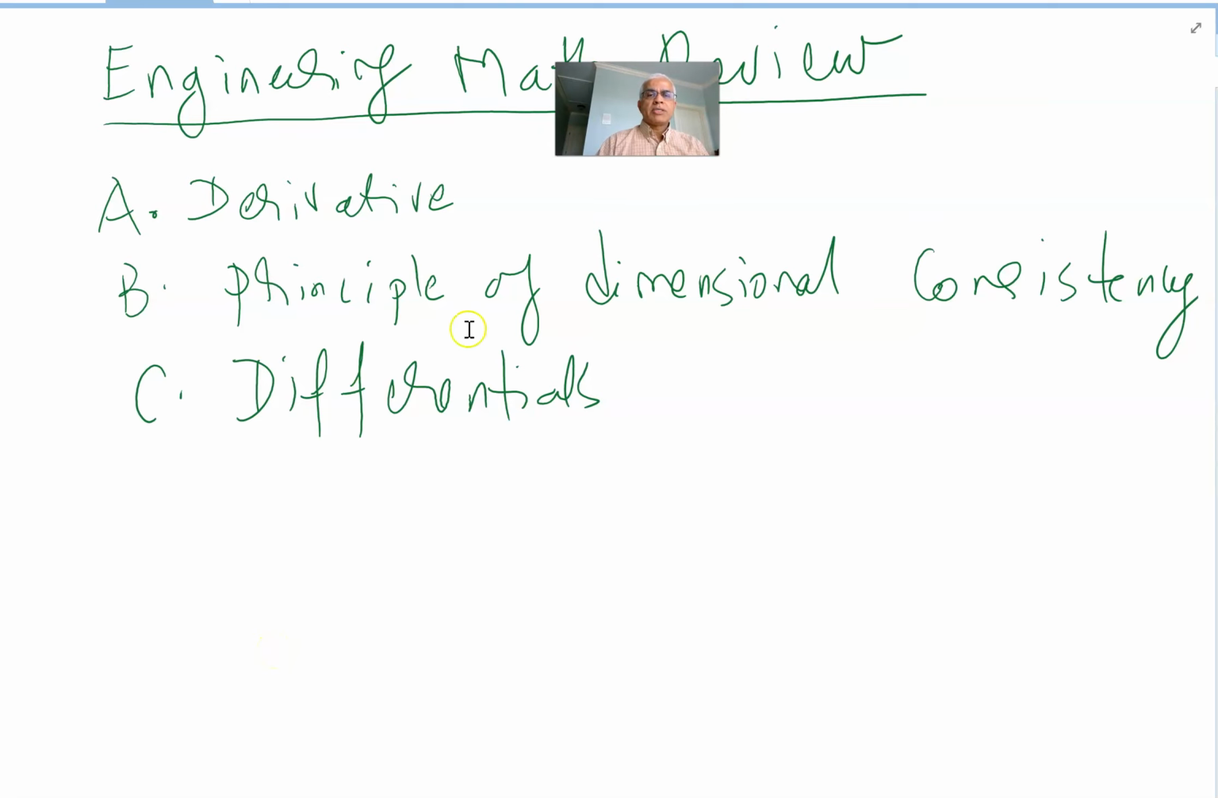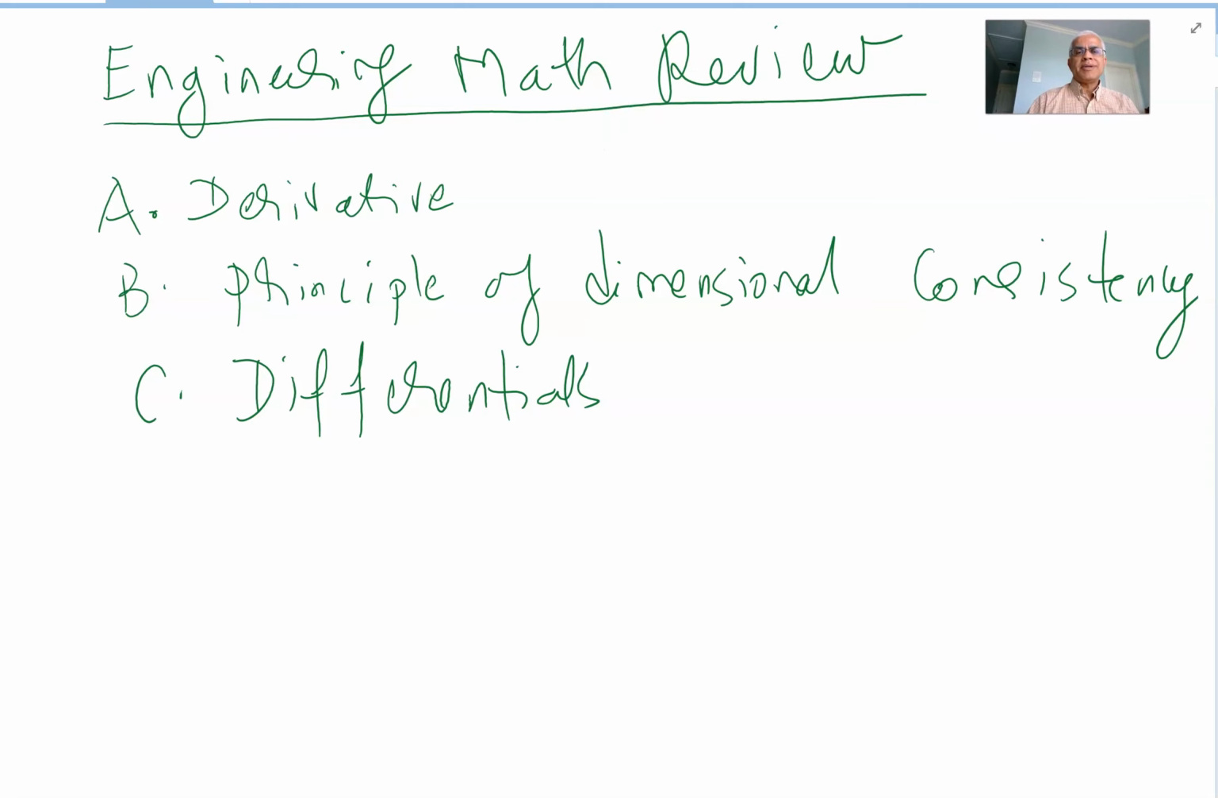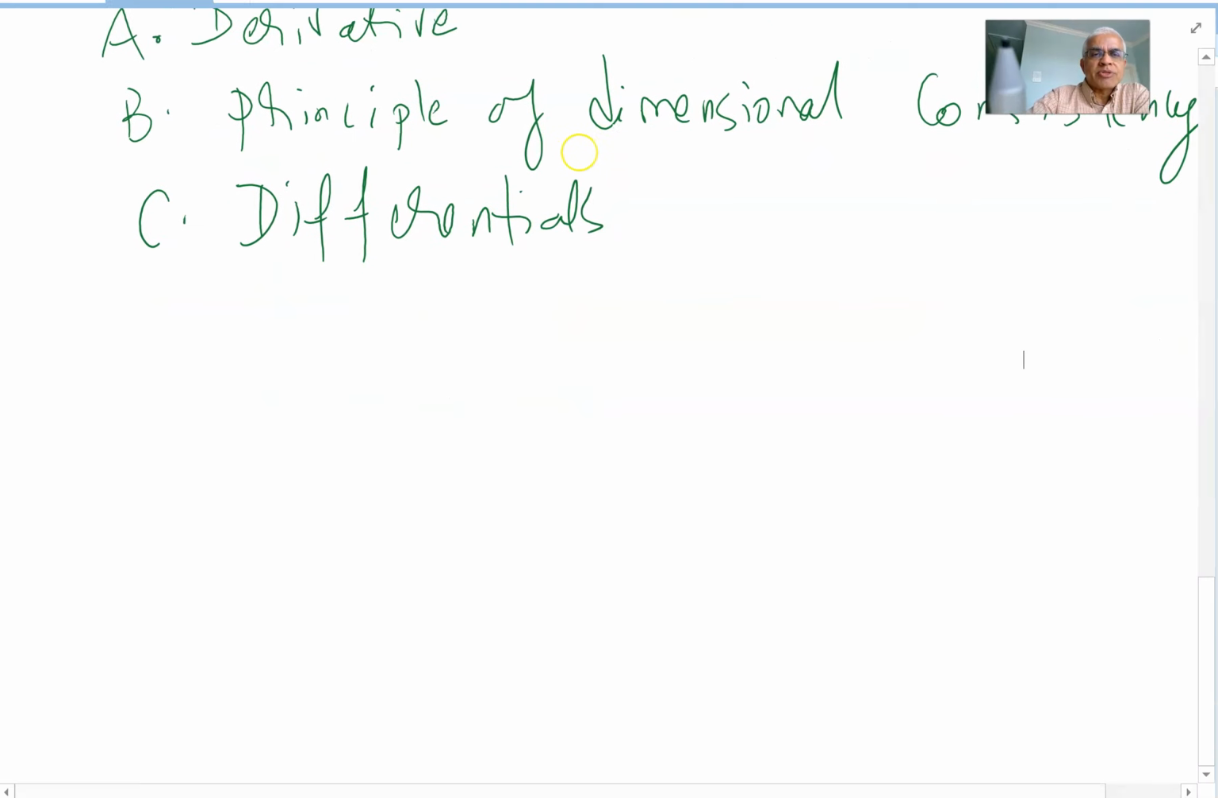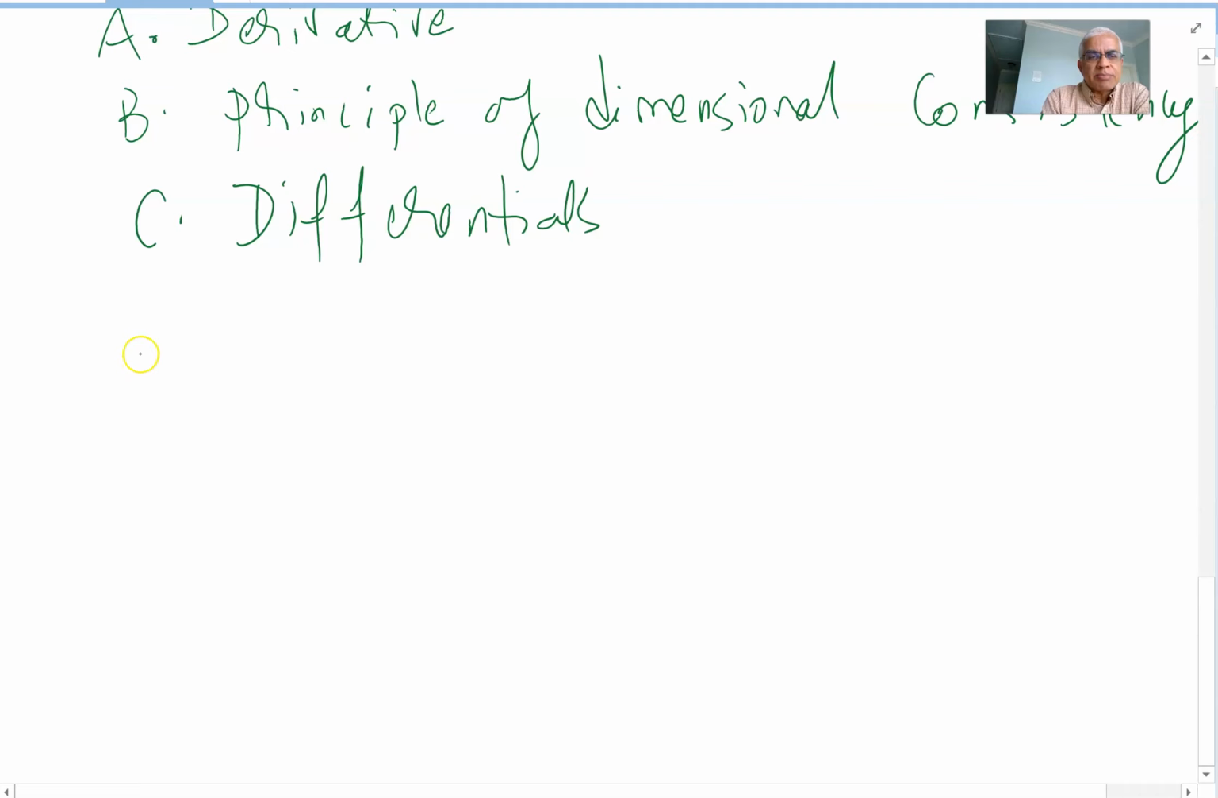Well, the purpose of this module is to do a basic review of engineering math that's relevant not just for this class, but many other classes in engineering. First concept we'll look at is derivative. The second one is look at the principle of dimensional consistency. The third one is a notion of differentials. I'm pretty certain that all of these are concepts that you've been exposed to, but perhaps not in the context of how I might present it. So that's the only slight difference, perhaps.